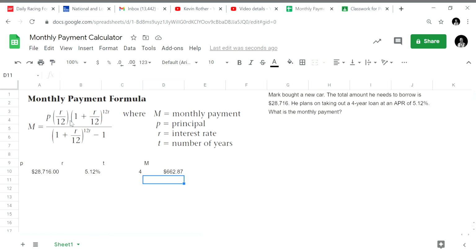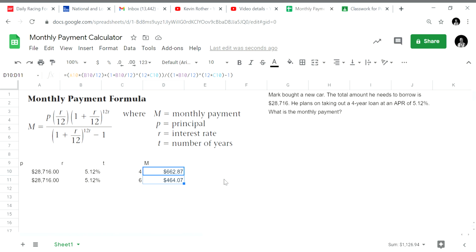$662.87 would be your monthly payment. Now, one thing that lowers your payment is if you lengthen the term of the loan. So let's put in the same principal, $28,716, and let's say it's the same interest rate, 5.12%, and instead of 4-year, let's make it a 6-year loan, okay? And then let's come over here, grab the blue square, drag it down to here, and you see, spreading it out over 2 more years, lowered your monthly payment by over $200.